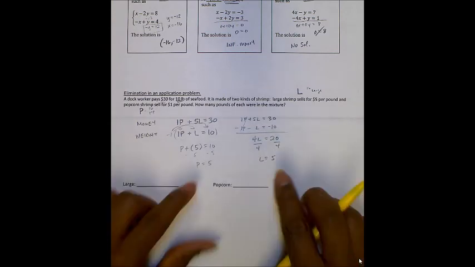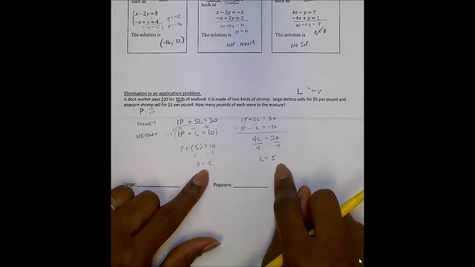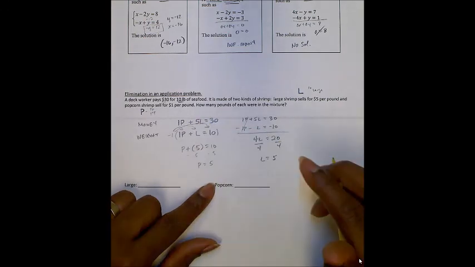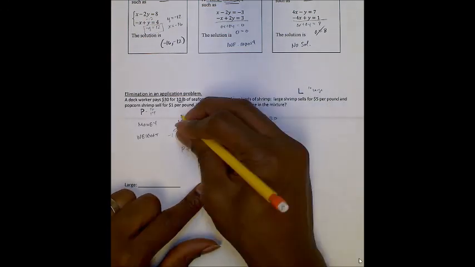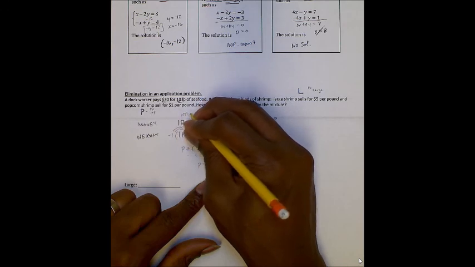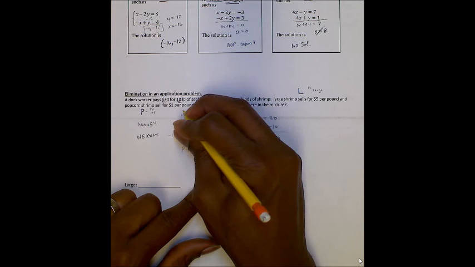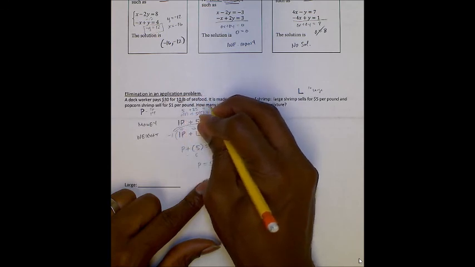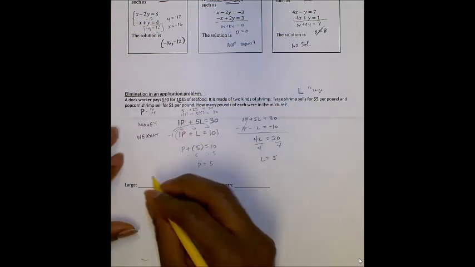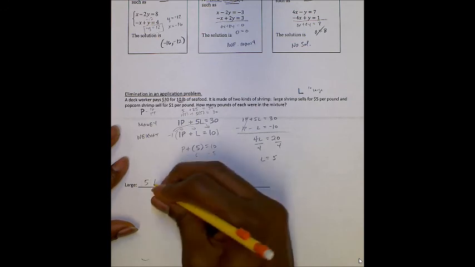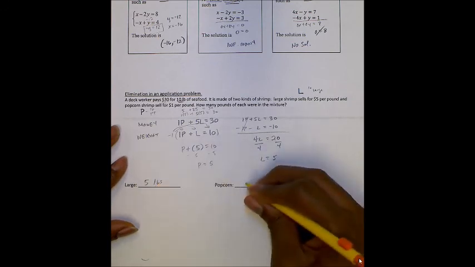I bought 5 pounds of popcorn shrimp, 5 pounds of large shrimp. I can plug that in to make sure that that cost $30. Okay, because 1 times 5 plus 5 times 5 equals 30. Yep, 5 plus 25 is 30. Okay, and so large shrimp, 5 pounds. Popcorn shrimp, 5 pounds.